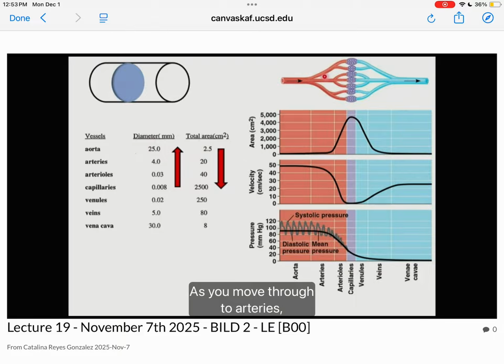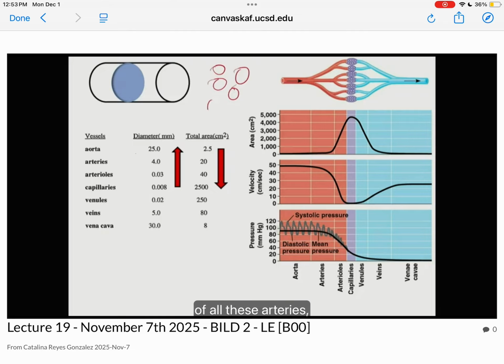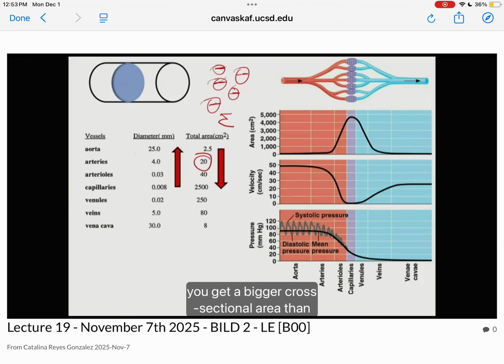As you move through to arteries, arterioles, and capillaries, you see that the cross-sectional area starts increasing. Even though each individual artery is only 4 millimeters in diameter, you have a ton of them. So let me draw down here with my pen. If you measure the cross-sectional area of all these arteries, and you sum them, you get a bigger cross-sectional area than that for the aorta, which was only one.